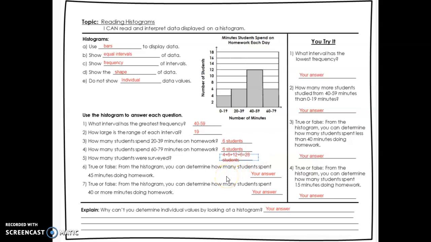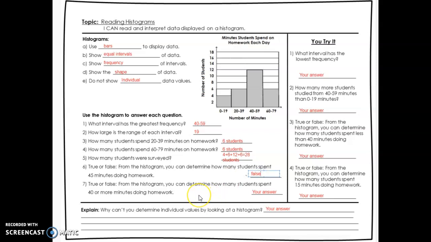Okay, true or false? From the histogram, you can determine how many students spent 45 minutes doing homework. So can we tell how many students spent 45 minutes? No, because all we know is that 12 students spent between 40 and 59 minutes doing their homework. But we don't know if anyone at all spent exactly 45 minutes. So I'm going to put false.